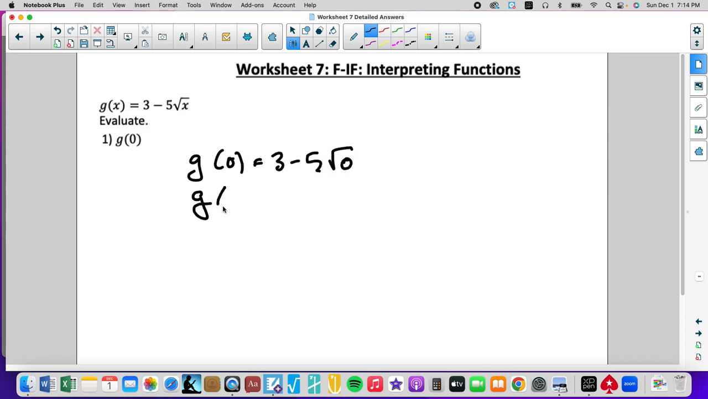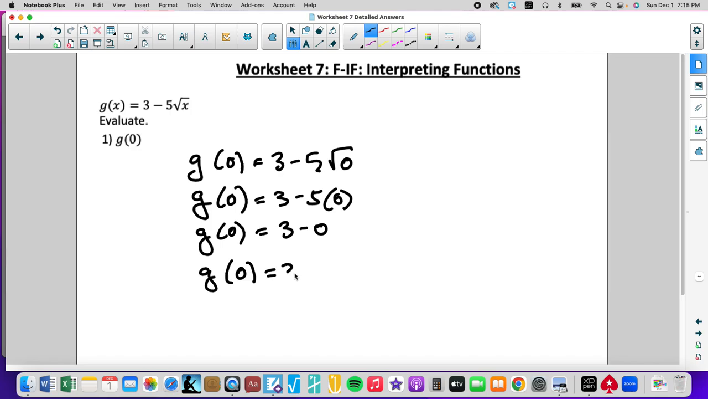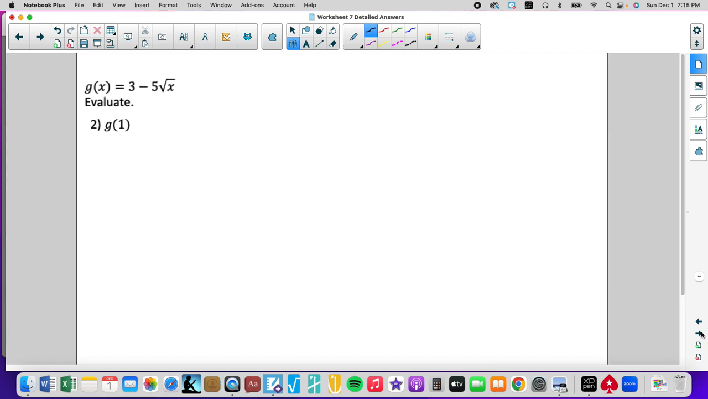So g of 0 equals 3 minus 5 times the square root of 0, which is 0. We're going to multiply negative 5 times 0, which is 0. And so we get g of 0 equals 3. So when my input is 0, my output's going to be 3. We want to find g of 1. We're not multiplying in between there. That's a notational parenthesis.